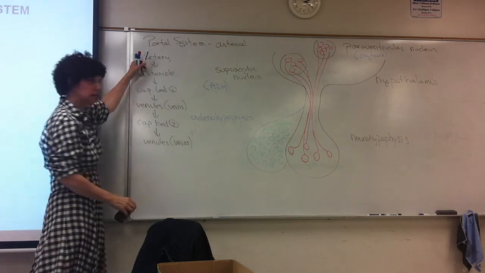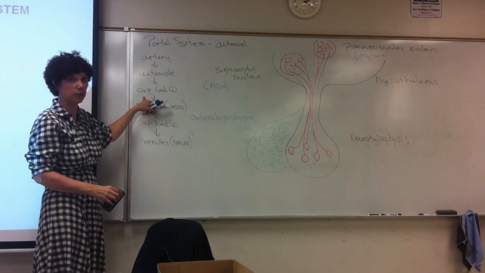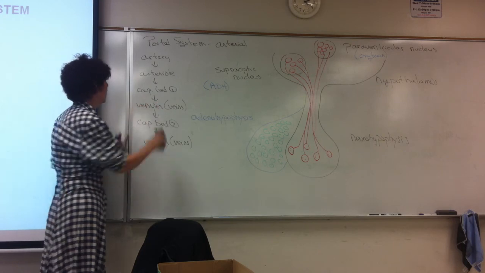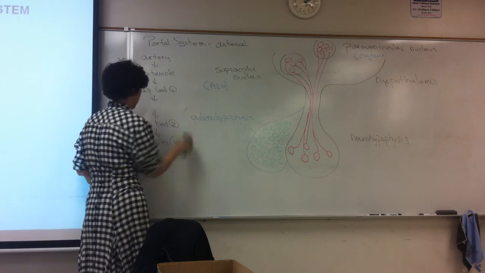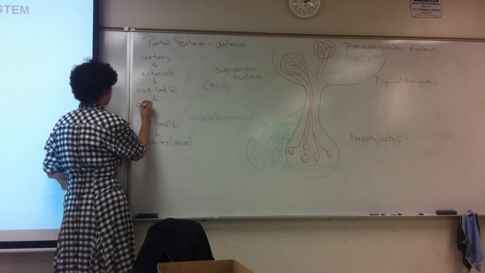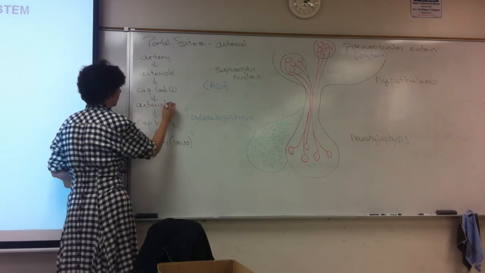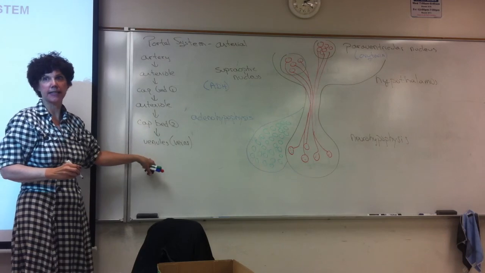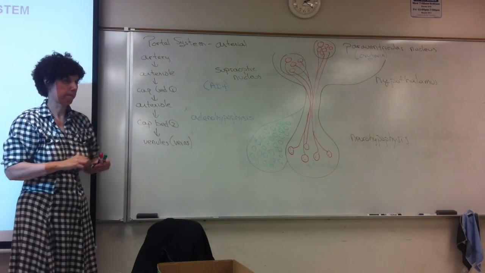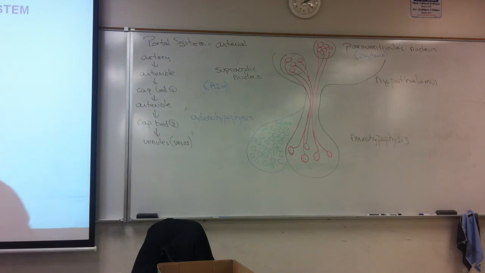So, arterial, capillary bed 1, and then this is changed to another arterial, and then capillary bed 2 and veins. Anybody remember all the basic mechanisms of transport: diffusion, osmosis, active transport, filtration? The kidney functions in which of those? Filtration, right off the bat.